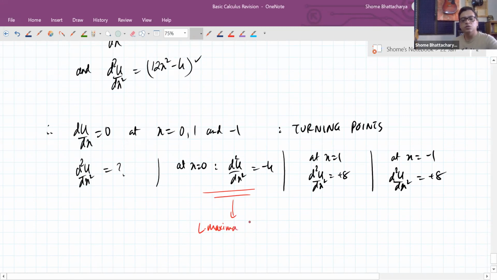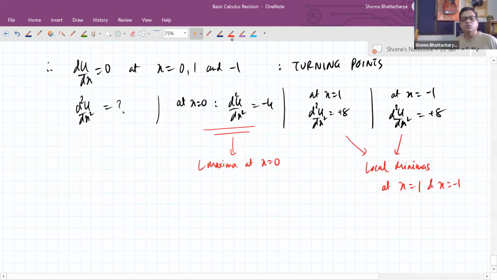Local maxima, it need not be the global maxima, at x equal to 0, and local minima at x equal to 1 and x equal to minus 1. And what will be the value of that local maxima? The local maxima will be equal to the value of the function at 0. So that is 0 to the power 4 minus 2 into 0 to the power 2 minus 5. So it's minus 5 joules. That is the local maxima at x equal to 0.